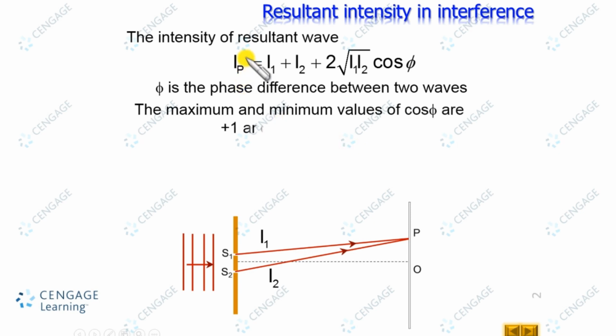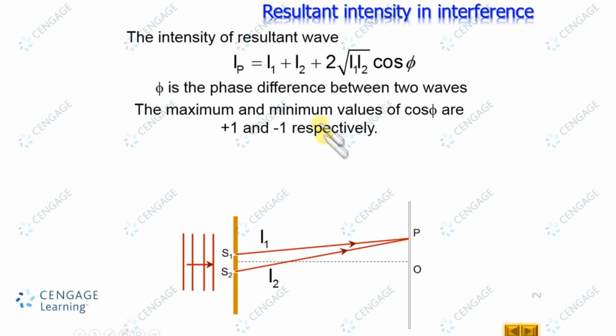That means the intensity on the screen will vary from position to position because this phi depends on the phase difference. Phase difference is a function of the path difference, and path difference is a function of the y coordinate. Y coordinate is the position on the screen.